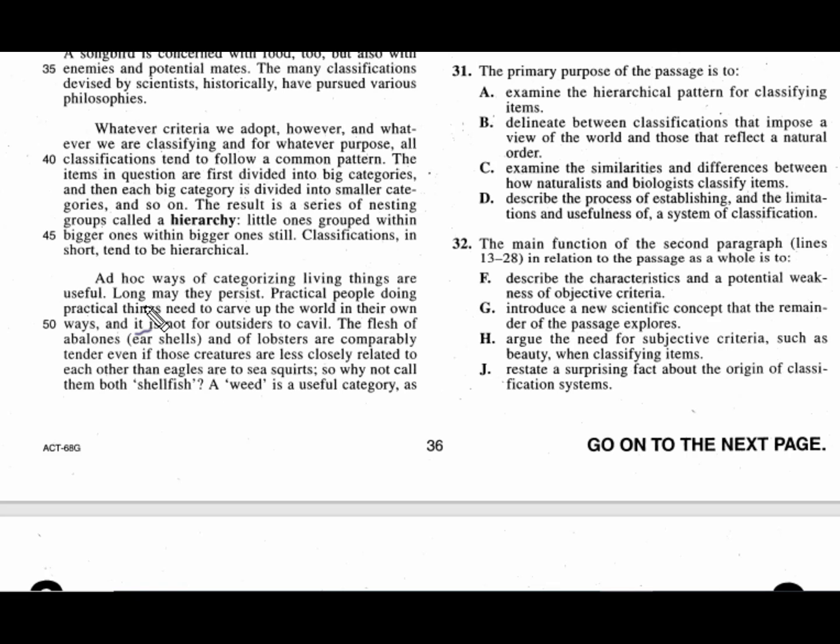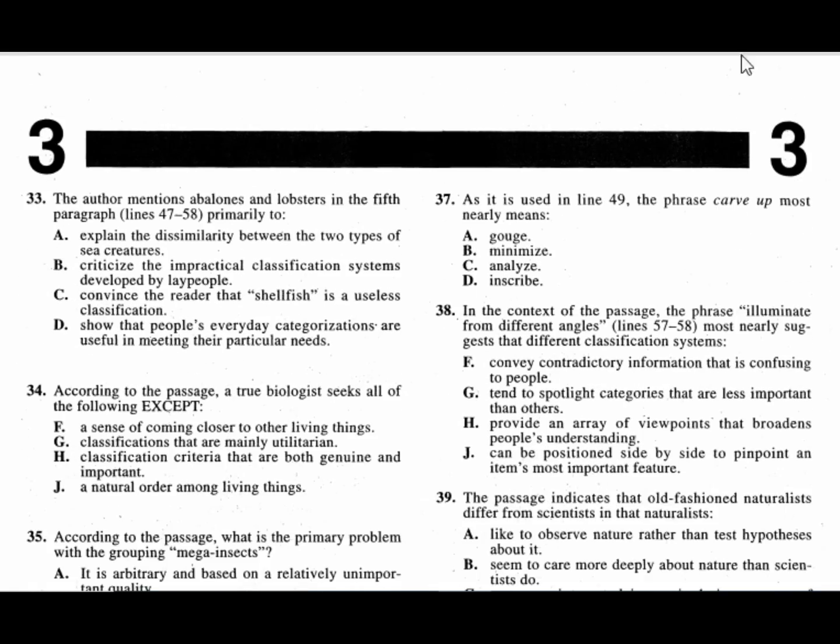Then I read the next sentence. Long may they persist. Practical people doing practical things need to carve up the world in their own way. All right. So which one of those is closer? Practical people need to carve up things their own way. So once again, good stinky rule, knock those out. So people, that's our noun here, and here, sea creatures. Which one of those nouns was in that second sentence? Is that second sentence talking about creatures in the sea or people? It says practical people.